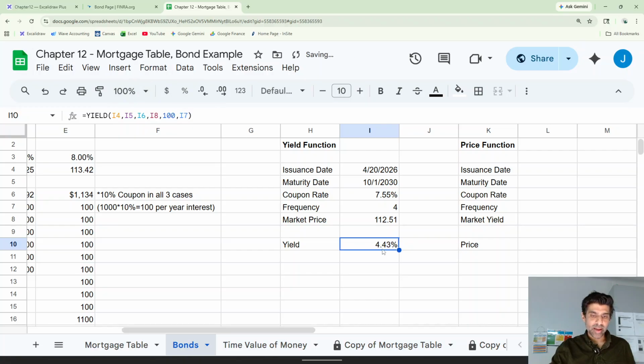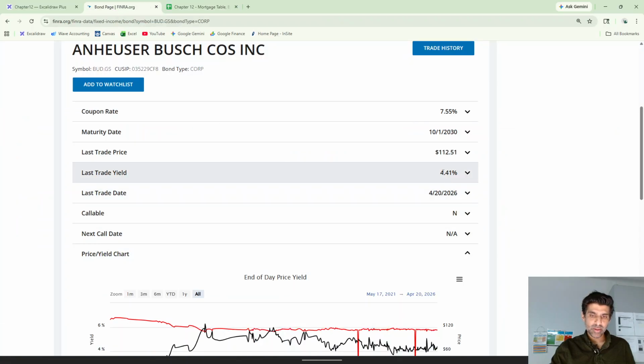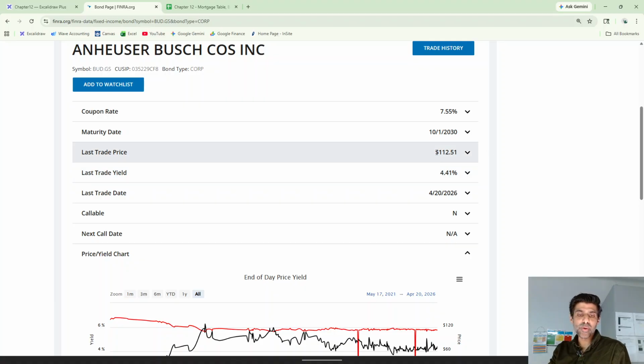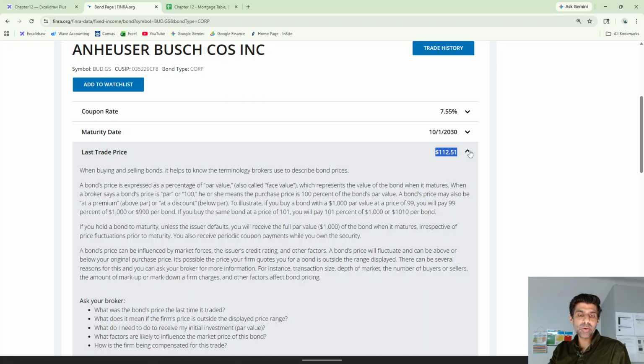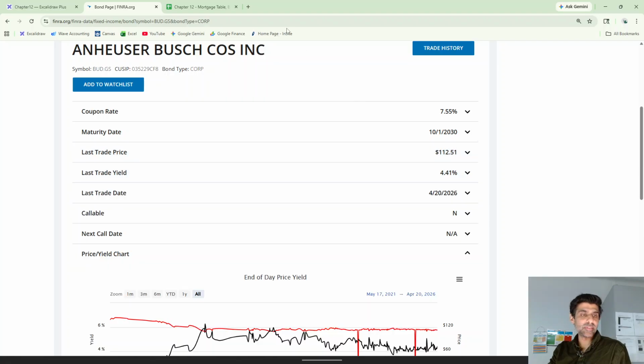So let's see if this lines up with what it says on this page. So 4.43%, 4.41. There's probably some little difference, maybe in payment frequency or something, but it's pretty much the same. So if we were given this price, we can then figure out what this yield is.